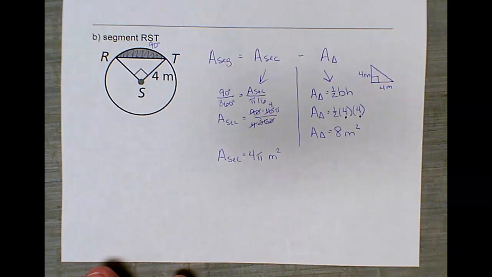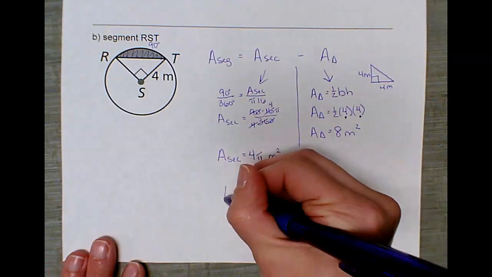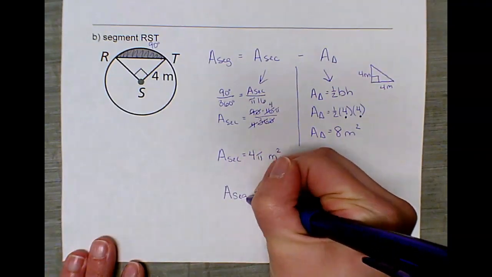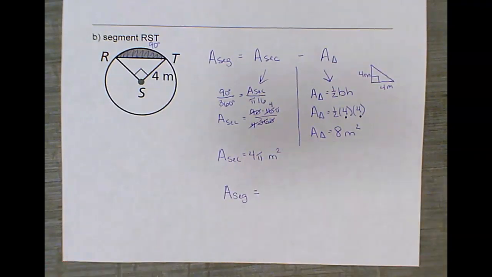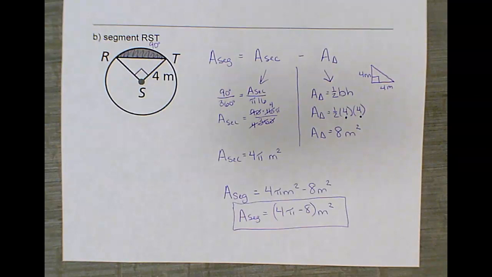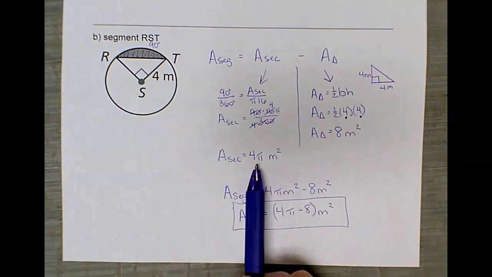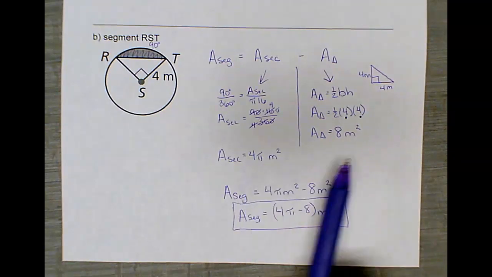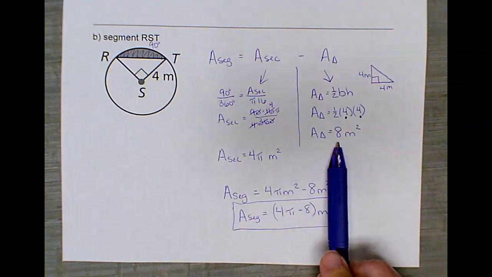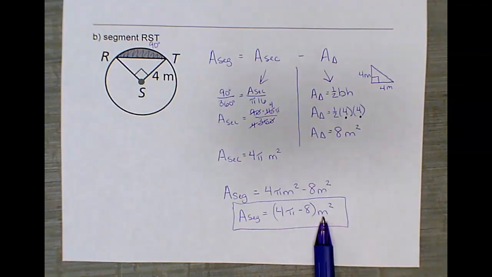8 meters squared. So what I'd like for you to do finally is pause your video and combine the area of the sector and the area of the triangle in the manner that you're supposed to combine it in order to get the area of segment RST. Pause your video and write your answer. So your answer should have been the area of the sector, 4 pi, minus the area of the triangle, 8, and we measure that in meters squared.